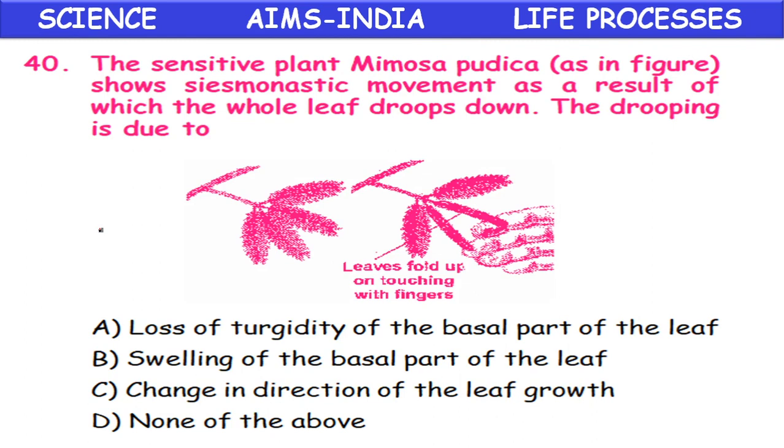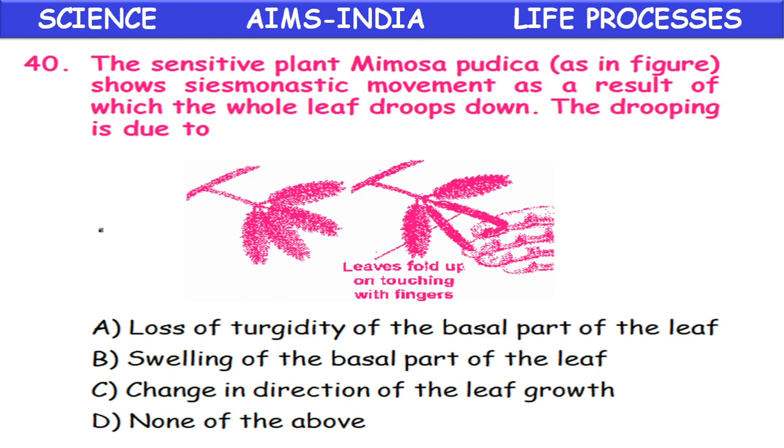Yes, the last question of the day. The sensitive plant Mimosa pudica, as in the figure, touch me not plant, shows seismonastic movement, as a result of which the whole leaf drops down. The leaves fold up, on touching with fingers it drops down. What is the reason for it?